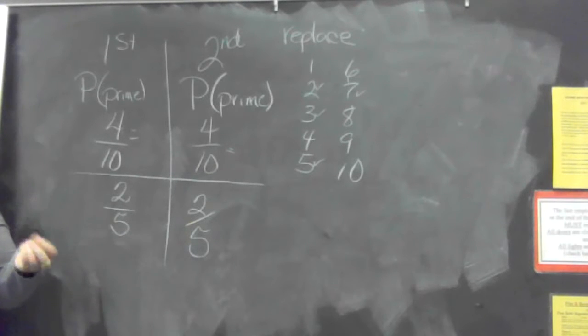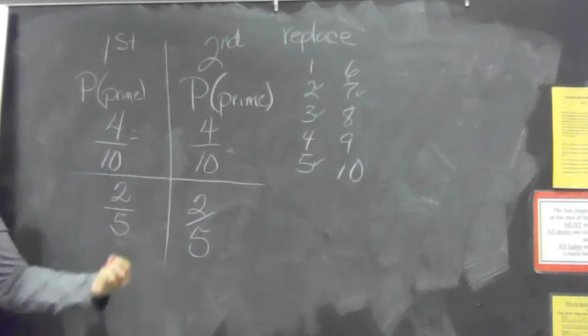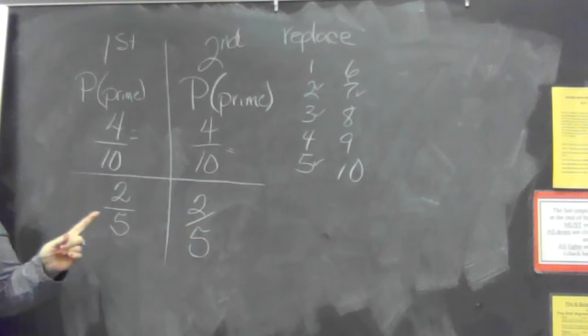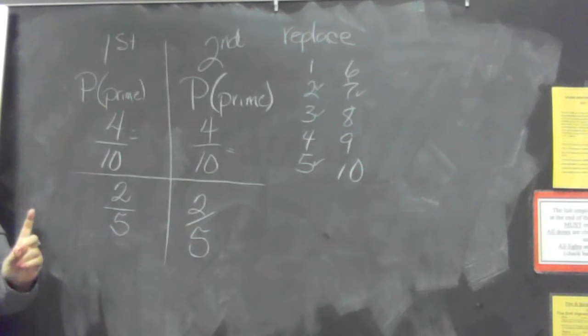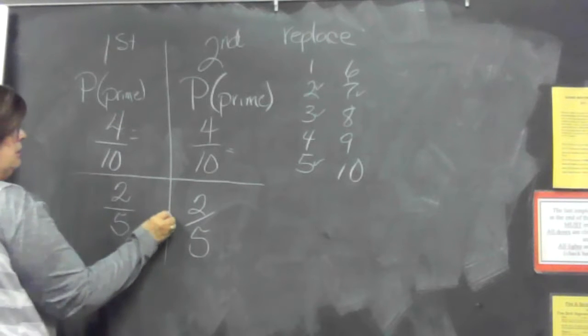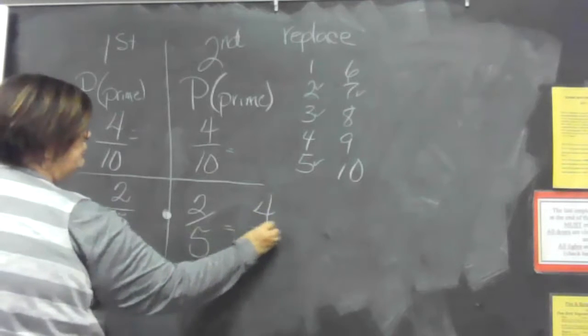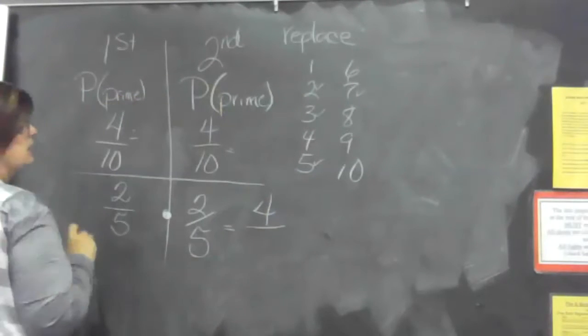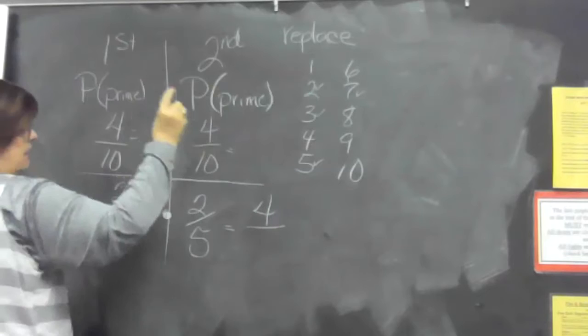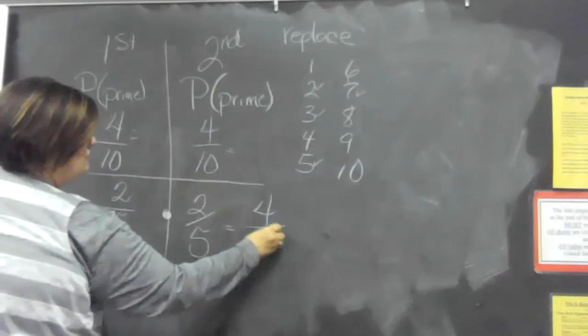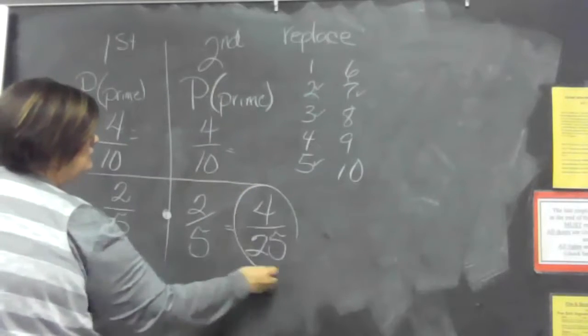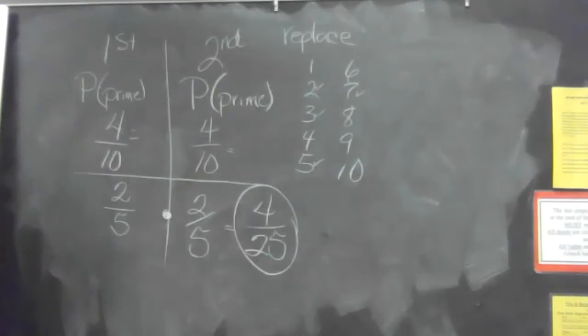They want to know if you get a prime on the first one and a prime on the second one. And if you go back to our first day of probability, and means to multiply the probabilities. So we're going to multiply this. And so the probability of both of these happening exactly like they say is going to be 4 chances out of 25.